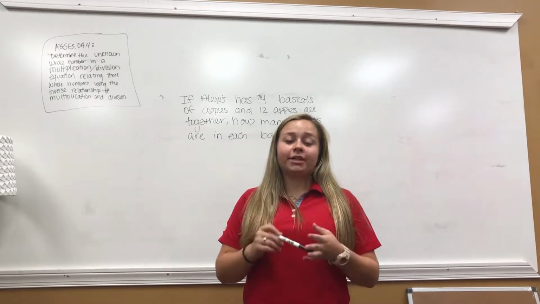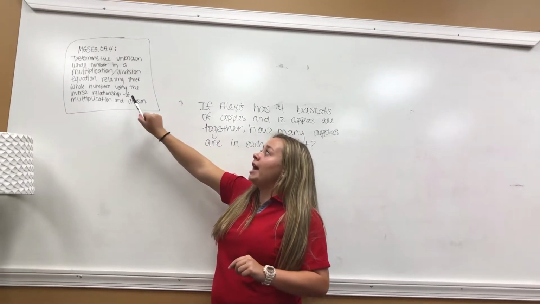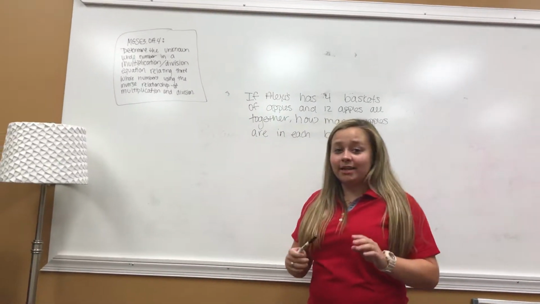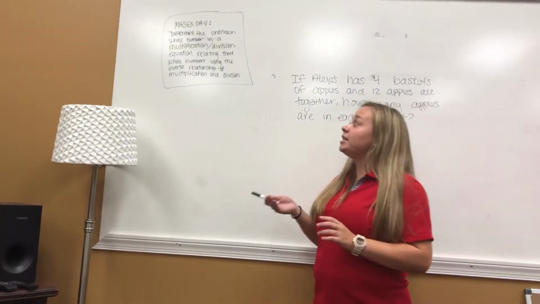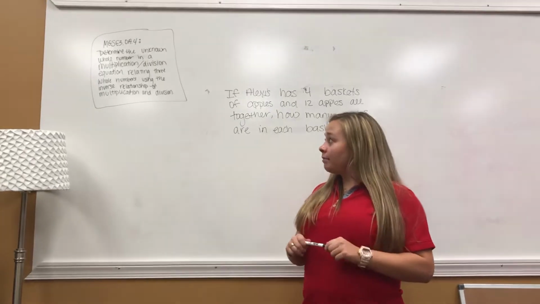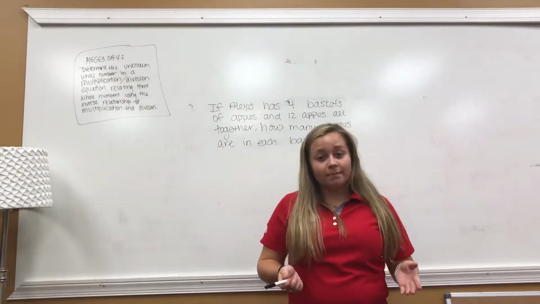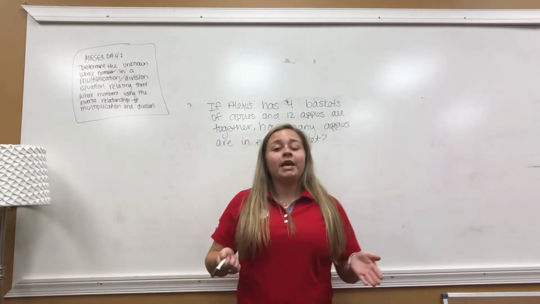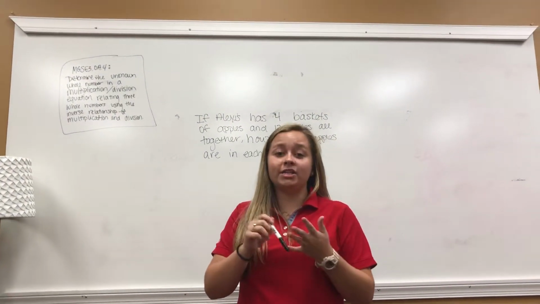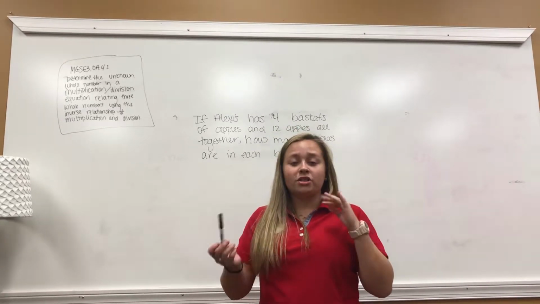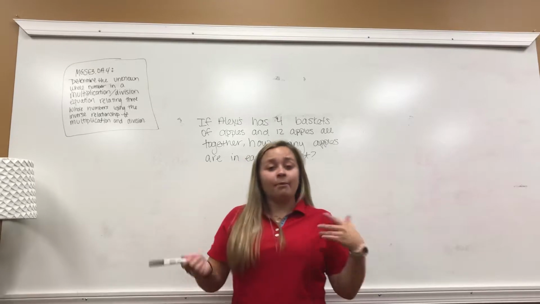Today I will be teaching the third grade standard, MGSE 3.OA.4, which states: determine the unknown whole number in a multiplication or division equation relating the whole numbers using the inverse relationship of multiplication and division. So when you have inverse operations, it means like subtraction and addition are inverse operations of each other. So they kind of undo each other. Multiplication and division are the same way.